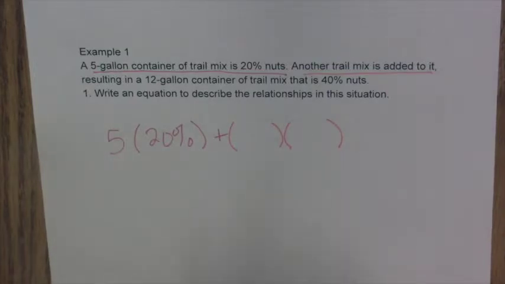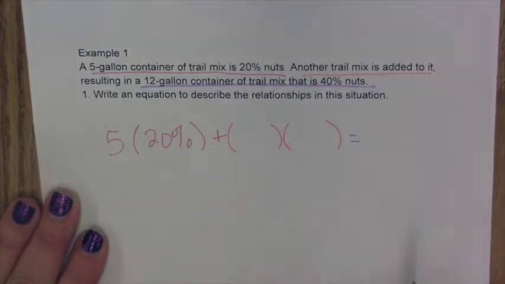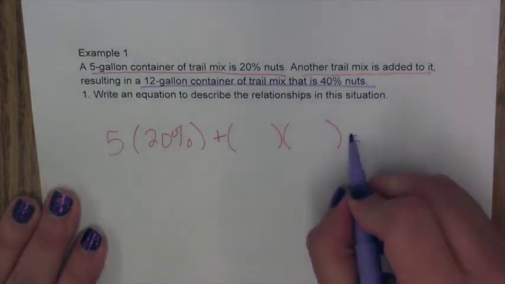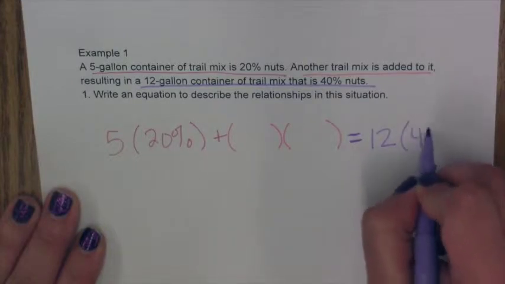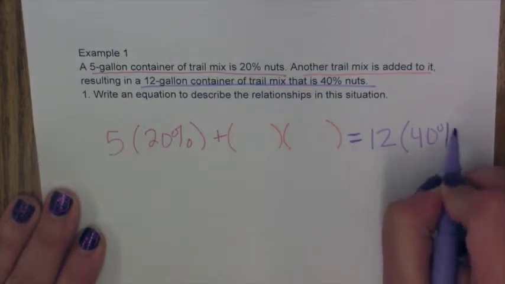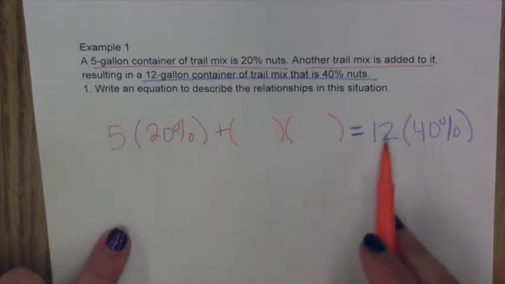All right, so then it results in a 12-gallon container that is 40% nuts. So we're going to do a 12-gallon container that is 40% nuts. Okay, so to find the amount, like we did on the last problem, we had to add together the 2 amounts to get this one.